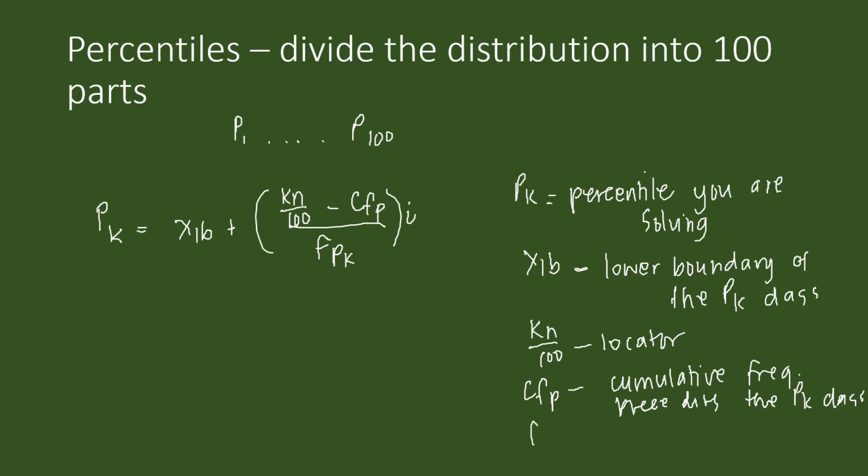And F of Pk is the frequency of the Pk class, while I is the interval. So as you can see, it's very similar to quartiles and deciles. And for us to concretize this, let us solve an example.